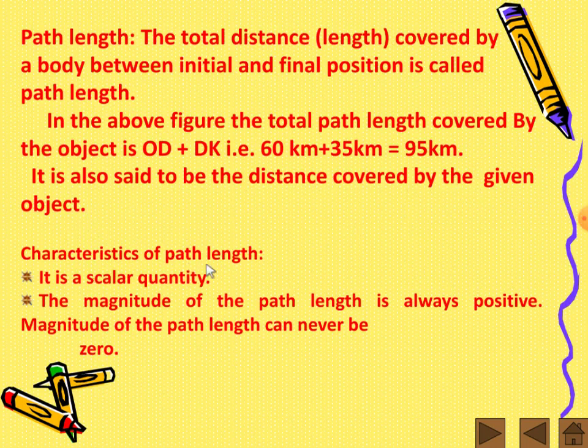Okay, so what properties are possessed by this path length? It is a scalar quantity. It has no direction at all. It has only magnitude, no direction. Got it? The magnitude of the path length is always positive. It can never be negative. Magnitude of the path length can never be equal to 0. If the body doesn't move, that is a different thing. If the body moves, then the magnitude of the distance covered or path length can never be equal to 0. Got it?